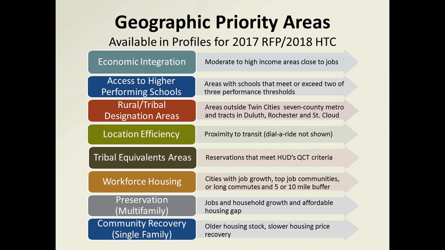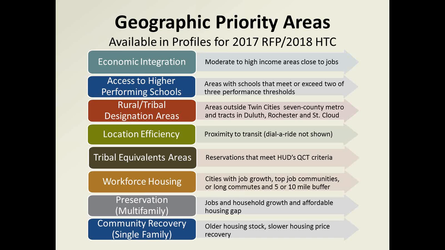Location efficiency contains details on the transit service types in the Twin Cities Metro, Duluth, St. Cloud, Rochester, and Moorhead. There is no detail on dial-a-ride or demand response opportunities, nor detail on smaller fixed route services in Greater Minnesota. WalkScore also cannot be viewed via community profiles. I will go over WalkScore later in the tutorial. Tribal equivalent areas are reservations that meet HUD's Qualified Census Tract definitions.